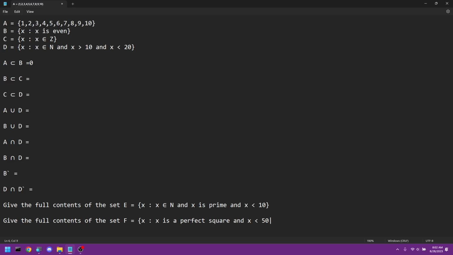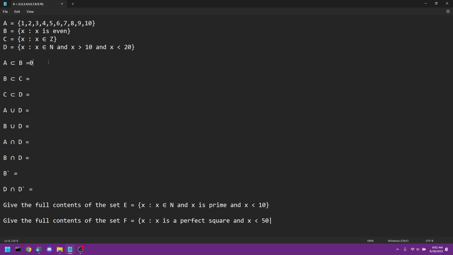All right, so now we're going to do some examples. We're going to be given a group of sets here. So given the set A equals 1 to 10, B equals {x such that x is even}, C equals {x such that x is an element of Z, which is integers}, and D equals {x such that x is a natural number, x is greater than 10, and x is less than 20}.